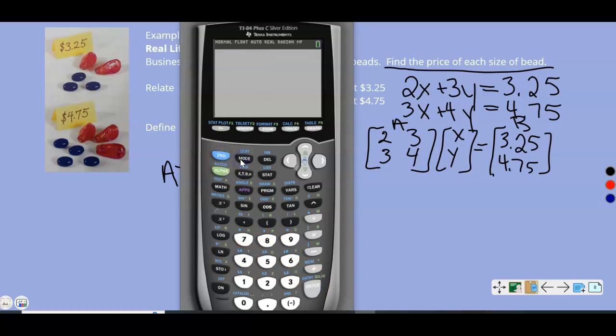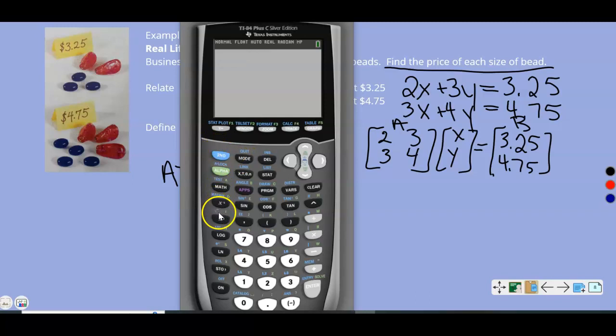That saves the matrix. Let's do second matrix again. This time we're going to edit matrix B. It is a 2 by 1, 2 rows, 1 column. So we've got $3.25 and we've got $4.75. And we're going to hit second quit. We're going to save that matrix.